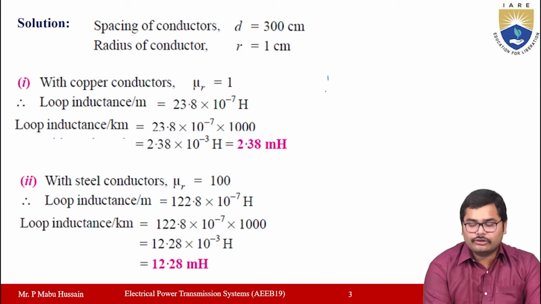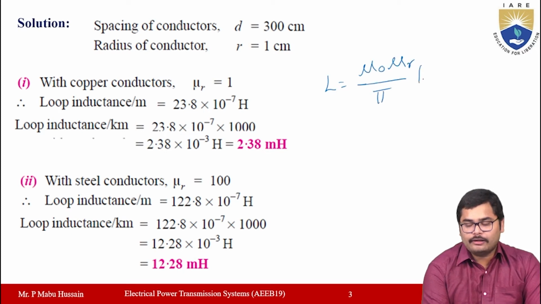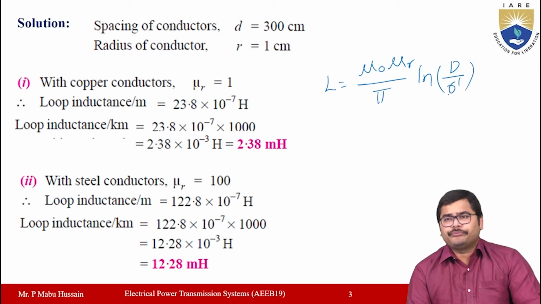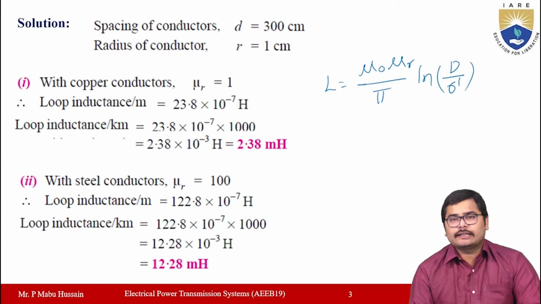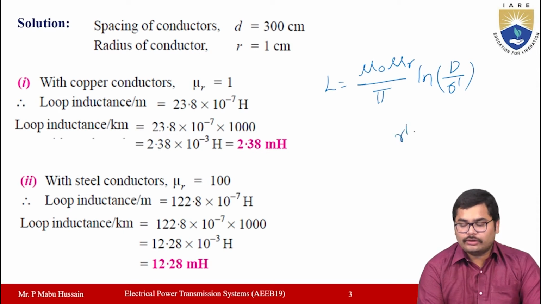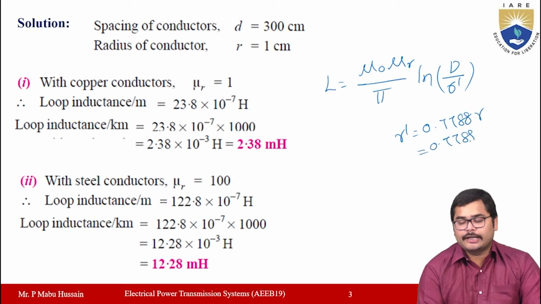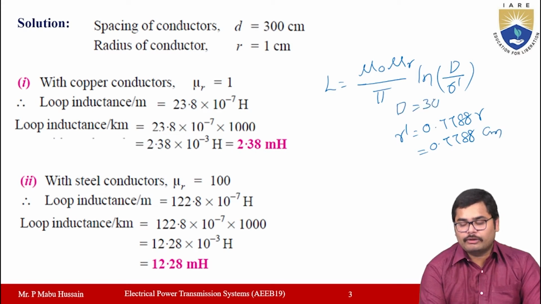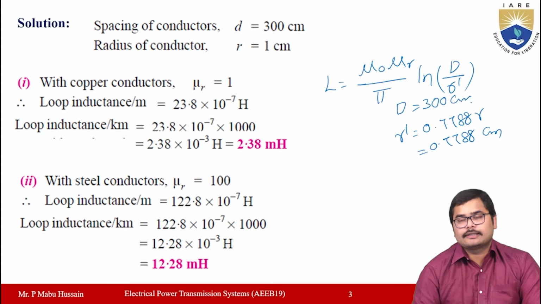Okay. So L value is equal to mu naught mu r by pi ln d by r dash. This is the loop inductance or total inductance of a single phase transmission line when the radius of both the conductors are the same. Okay. So now the r dash value we already calculated, which is 0.7788 times r, and r is 1 centimeter. So this value is 0.7788 centimeters. And capital D value is already given, it will be 3 meters, which is nothing but 300 centimeters.